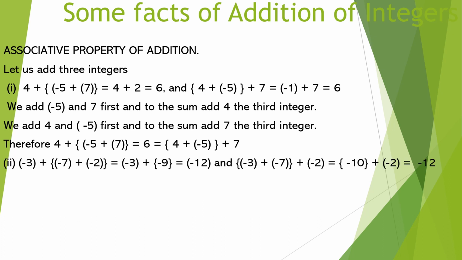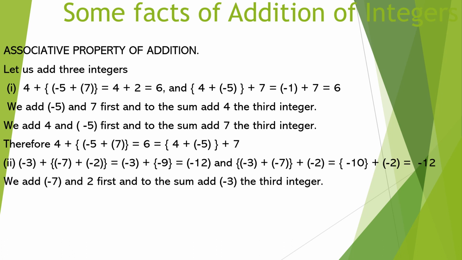Now another example that we take is minus 3 and minus 7 plus minus 2 are clubbed together. When we add these three, we get minus 3 plus minus 9, which is equal to minus 12. Now in the second case we club together minus 3 and minus 7 and we add minus 2. Now when we club these two together, we get minus 10, and when we add minus 2, we get minus 12.